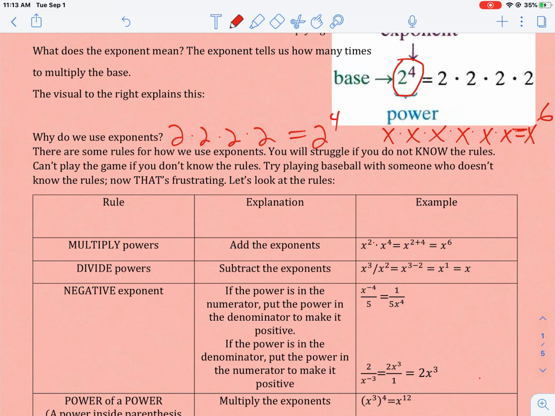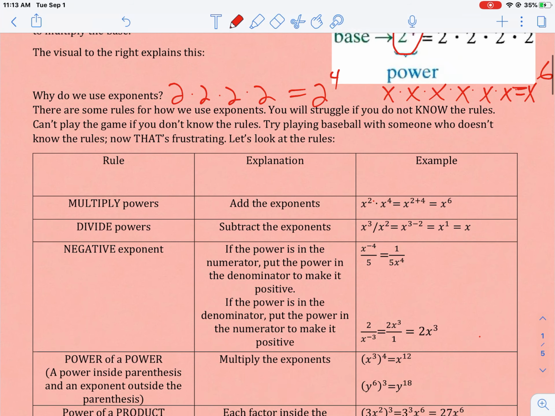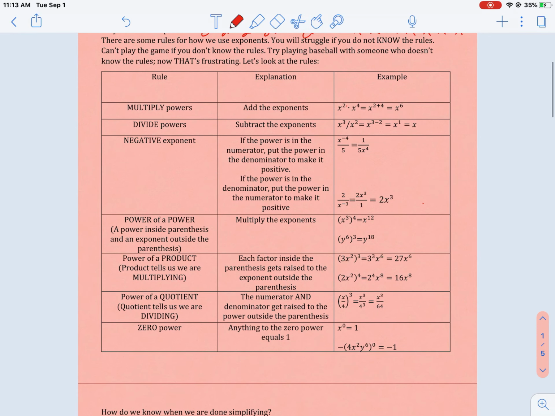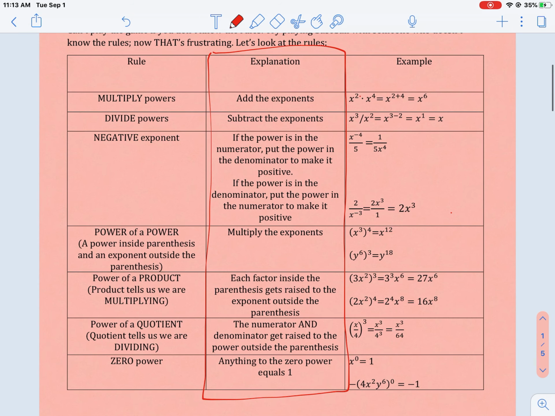But to understand what to do with exponents, you've got to know the rules. You can't play the game if you don't know the rules, right? So what you want to focus on is this stuff right here, and you want the explanation. You really want to know the rules.